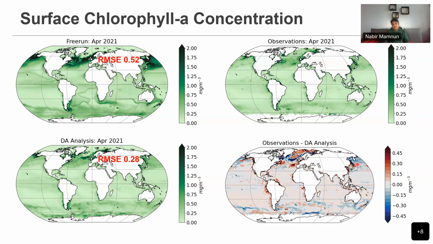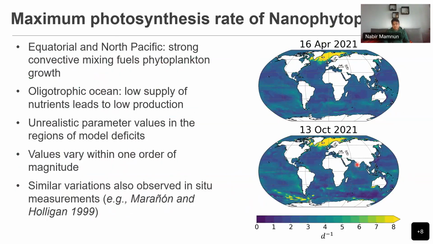As we estimated 9 parameters, here I will show you 3 of them as examples and how they behave in the system. This is the phytoplankton parameter, the maximum photosynthesis rate of nanoplankton, the one phytoplankton group.